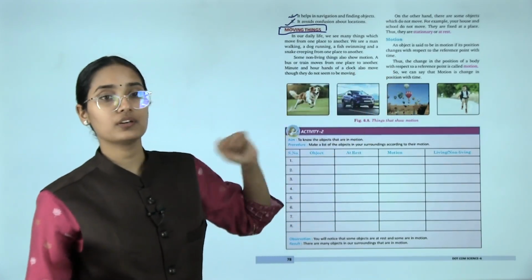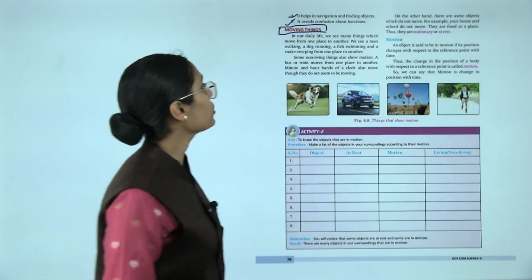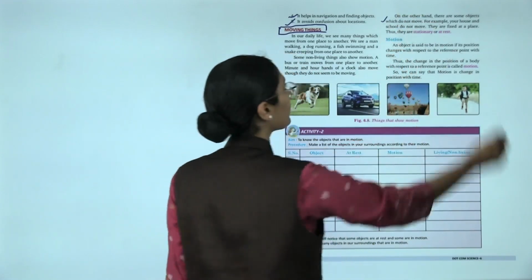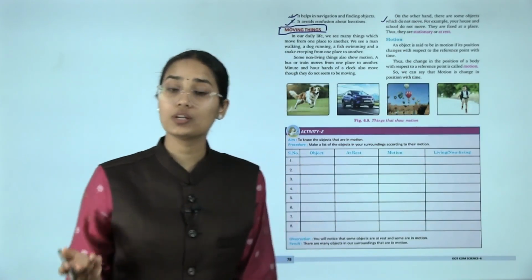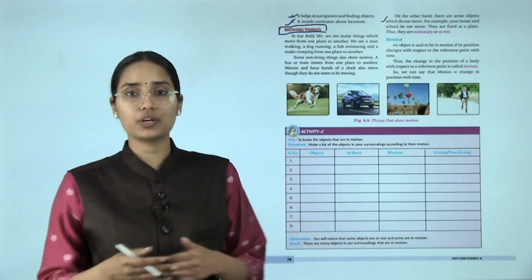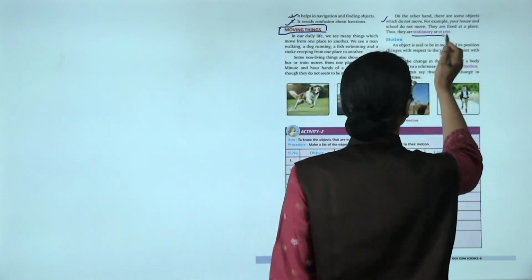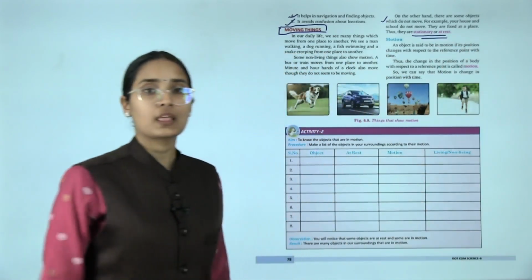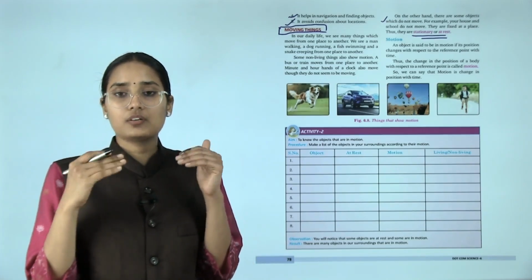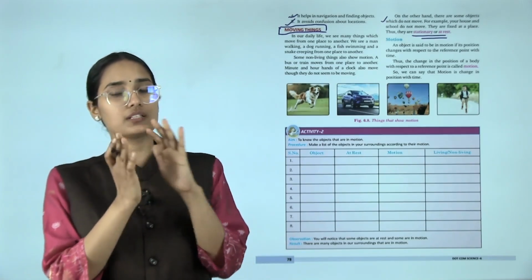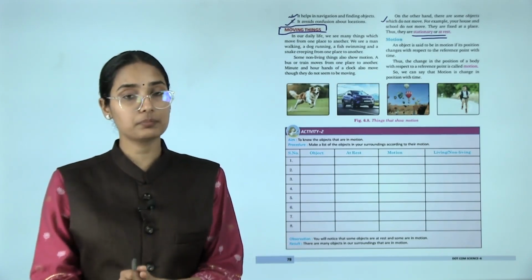So we see a variety of objects moving. We see a car moving. The hands of the clock are also moving, okay. On the other hand, there are some objects which do not move. For example, your house, the school, the trees, they do not move. They are fixed at a particular place and they are called stationary or at rest. Now what is motion? We discussed that when we look at things, some things are moving, and some things do not move. They remain fixed at their place.